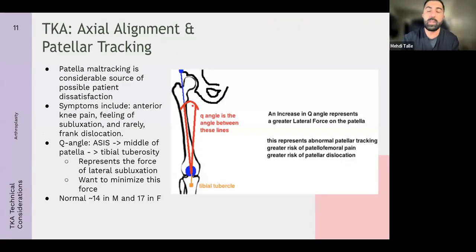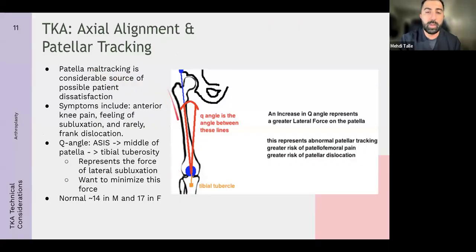Moving into axial alignment and patellar tracking. Patellar maltracking can be a considerable source of patient dissatisfaction postoperatively. Symptoms for this can include anterior knee pain, feelings of patellar instability manifesting as subluxation, and very rarely frank dislocation of the patella. A couple of key concepts here to appreciate.